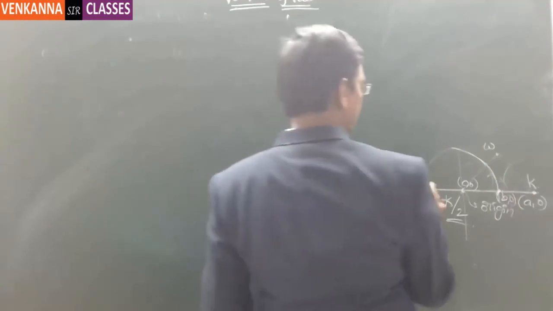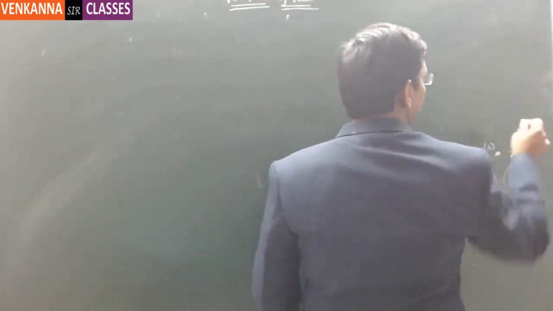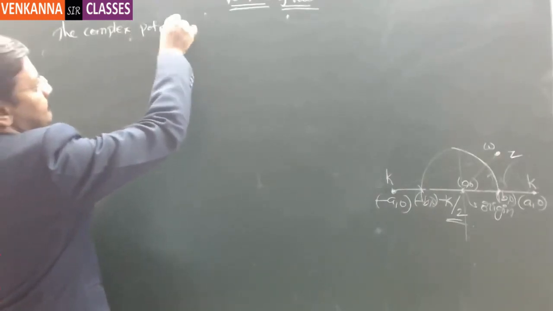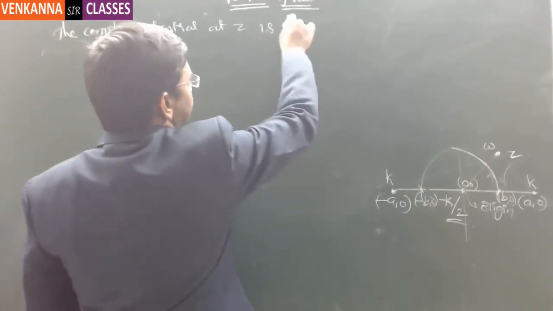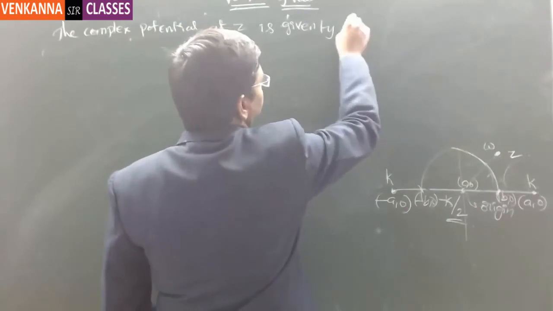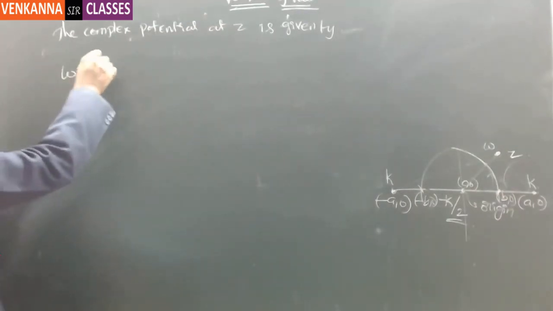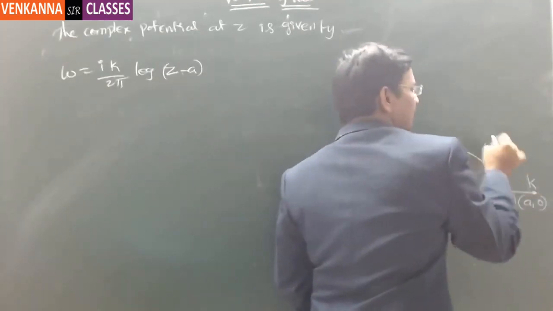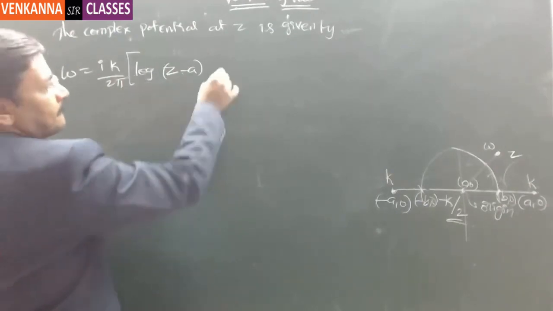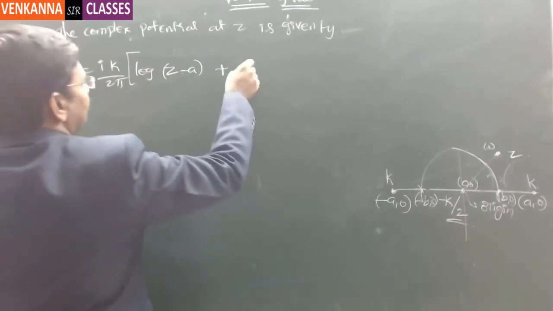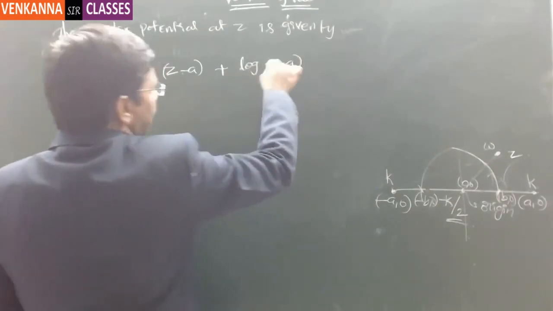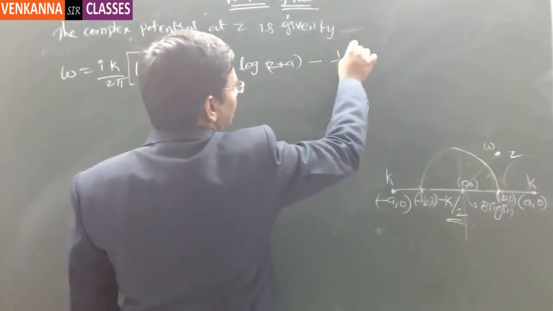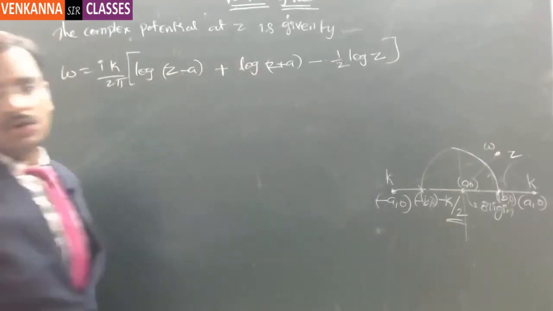See this. Because of these vortices, let us say the complex potential at Z is given by W equal to ik by 2 pi times log of Z minus A, because of this vortex. Plus log of Z plus A, with ik by 2 pi taken out. And because of the middle one it is minus ik by 2 into 2 pi, that is minus 1 by 2 times log Z. So this is the total complex potential, right?